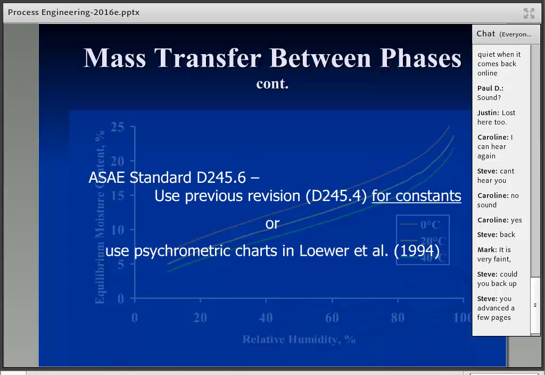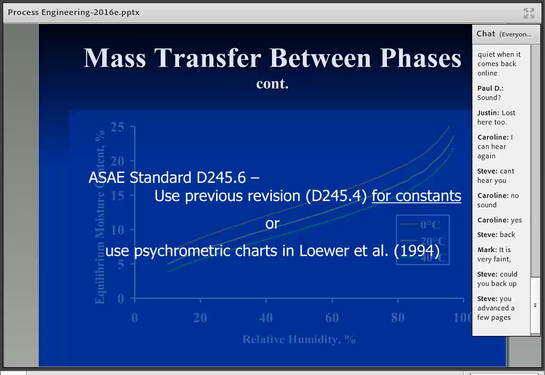I've listed in drying problems, if any of the common grain materials are involved in the drying problem, there's two choices how to get the data. That ASAE standard, and I should not make such a big deal about this probably, but if you want the constants to calculate that, there's an equation in there, and you can calculate it.